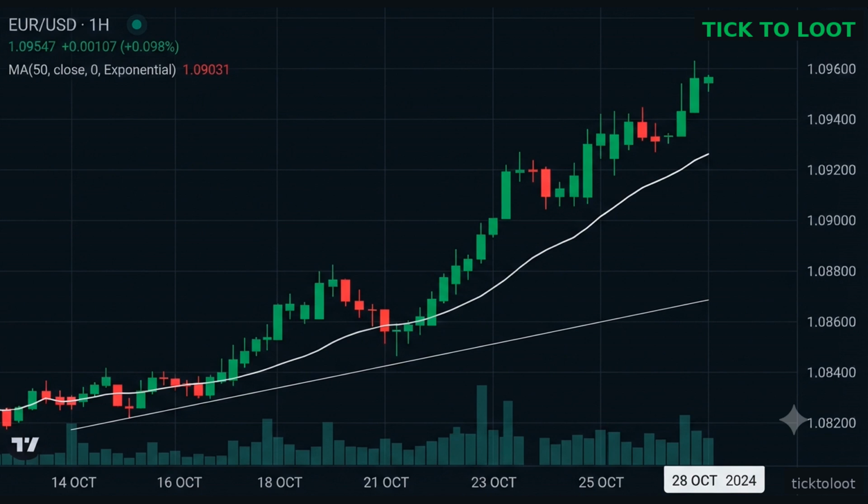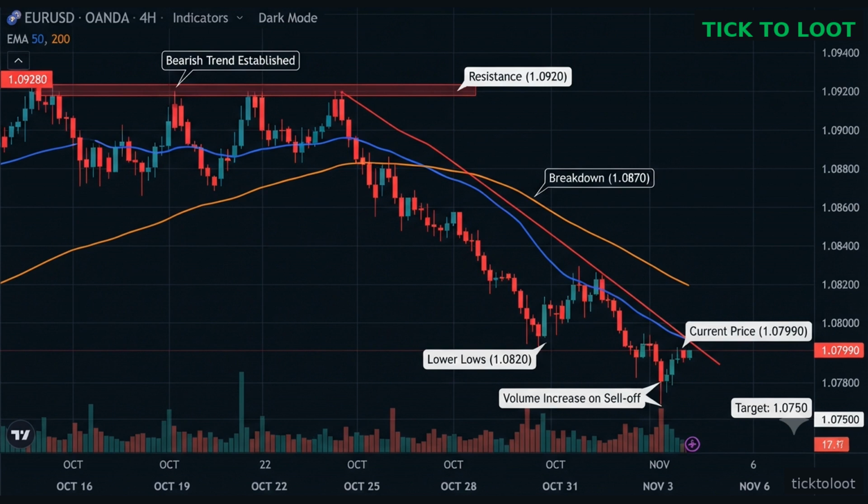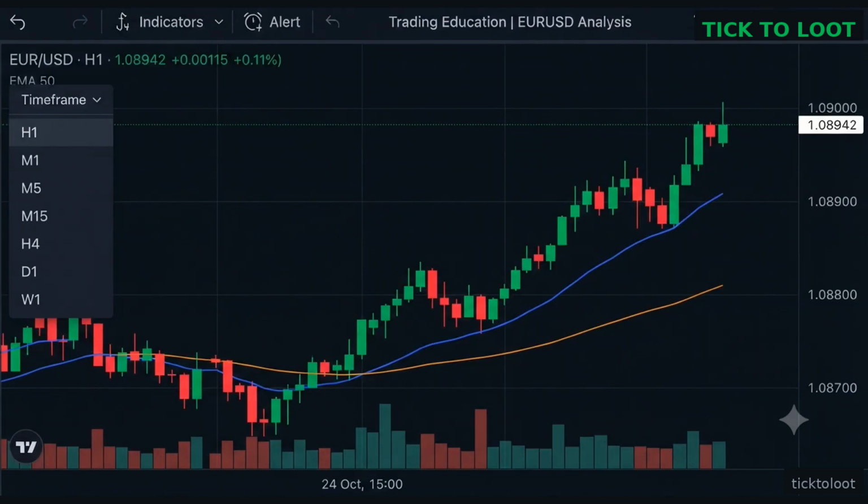Are there more green candles than red candles? Is the price moving upwards or downwards? These are all important questions to ask yourself when analyzing the market. On the other hand, if you see a bearish trend, you may want to consider selling or shorting the market. Remember, the goal of trading is to make money, and the best way to do that is to follow the trend.